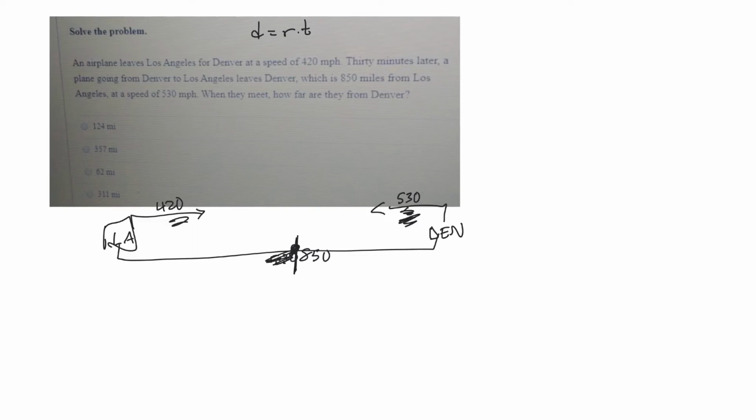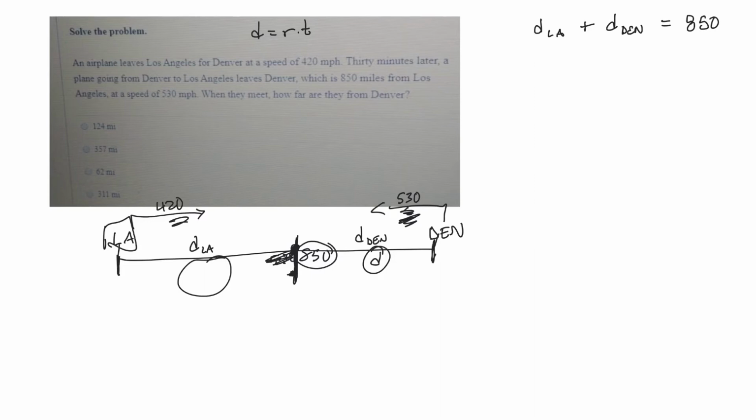Okay, so I don't know the distance from where they meet to Denver. Let's call that D. The distance from LA to where they meet, plus whatever that distance comes out to, has to be equal to 850. That's the logic I'm going to use. Let's call this one distance LA, and this one distance Denver. So the distance that the LA jet flies until they meet, plus the distance that the flight that leaves Denver goes until they meet, must be equal to 850 miles.